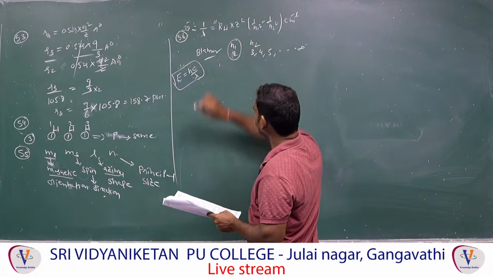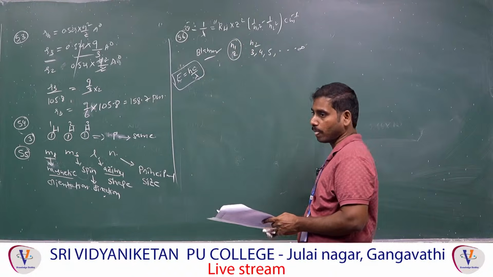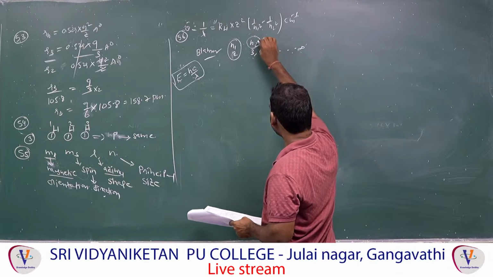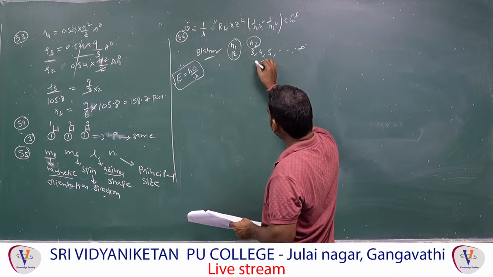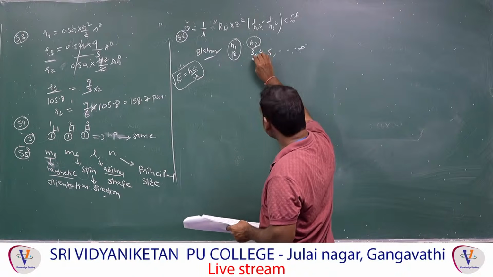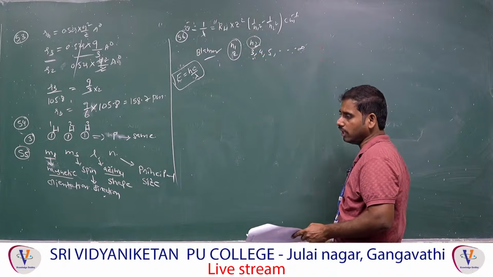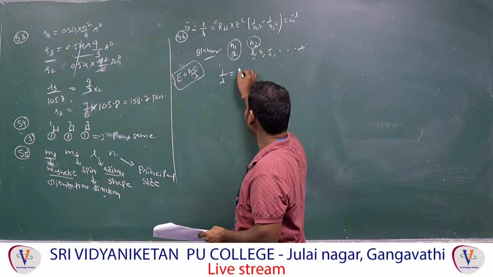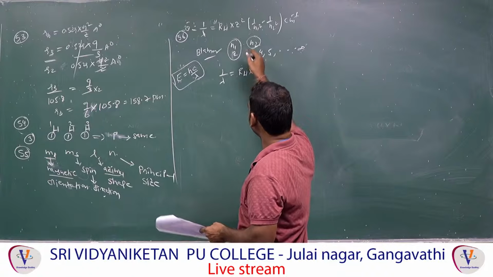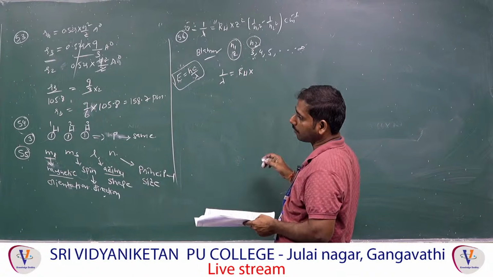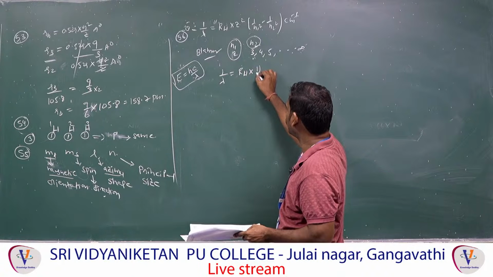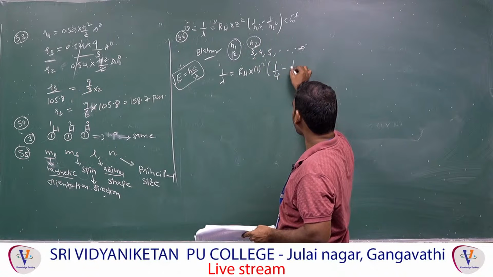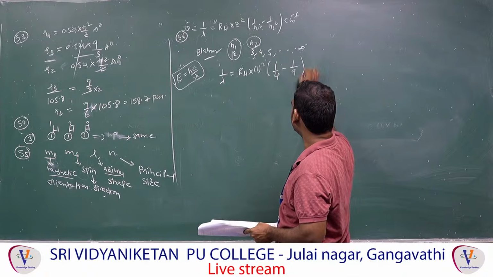So N1 must be the same, only N2 will be changed. N2 of 3, 4, 5, 6 goes toward highest energy. In this, the first starting one, 3, is the lowest energy, and infinity is the highest energy. They are asking the lowest energy. Then substitute: 1 by lambda is equal to RH into Z square. Z is the atomic number of hydrogen, which is 1. Then N1 square is 2 squared, which is 4. N2 square is 3 squared, which is 9.